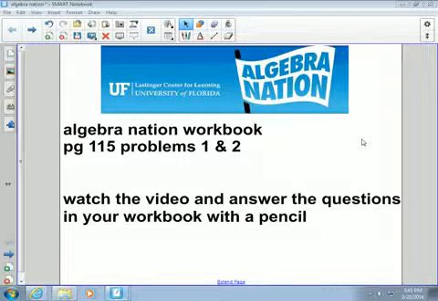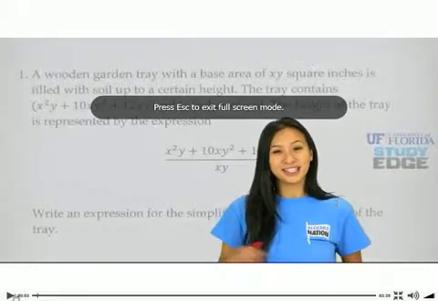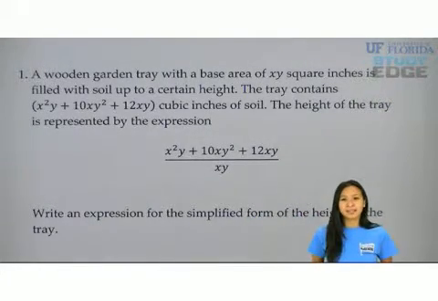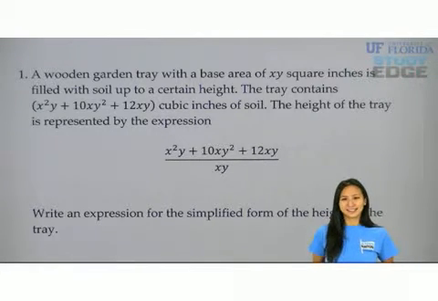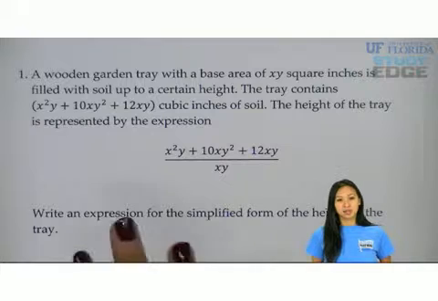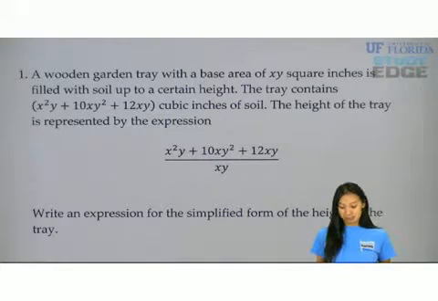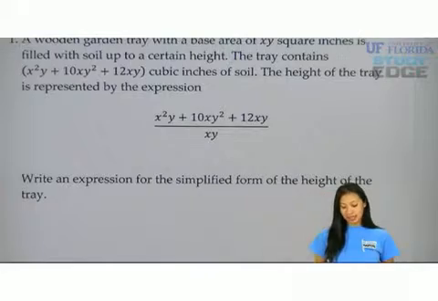This Algebra Nation video will cover page 115, problems 1 and square root 4. This problem: A wooden garden tray with a base area of xy square inches is filled with soil up to a certain height. The tray contains this long expression, cubic inches of soil, and the height of the tray is represented by this expression. Write an expression for the simplified form of the height of the tray.